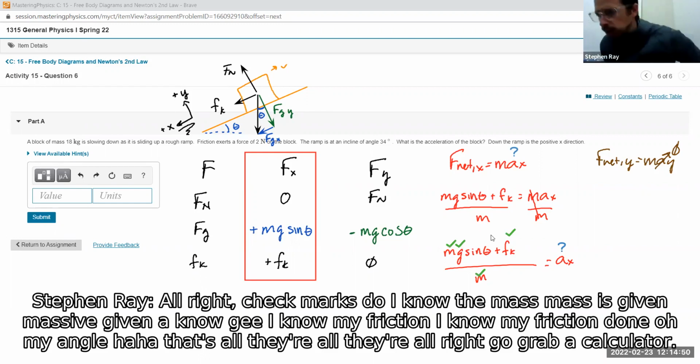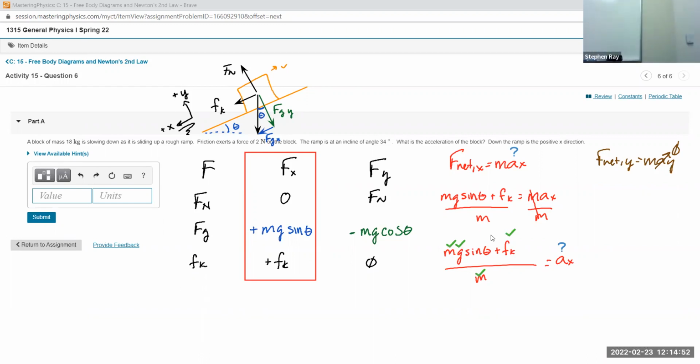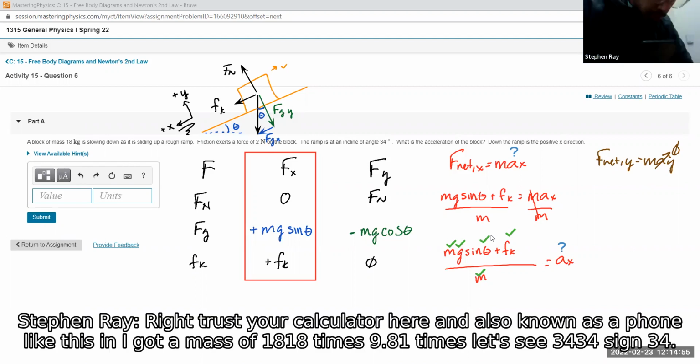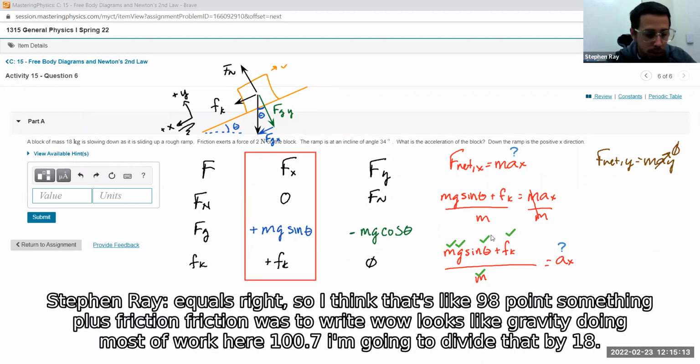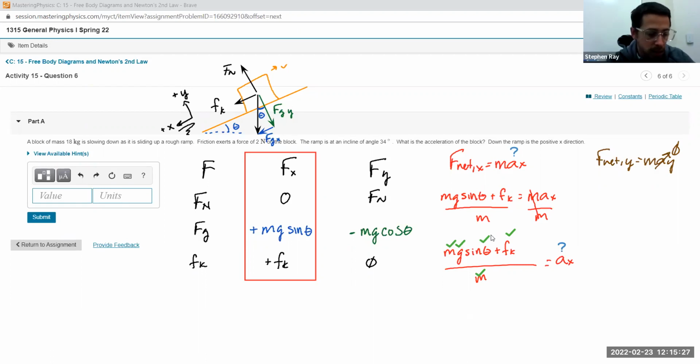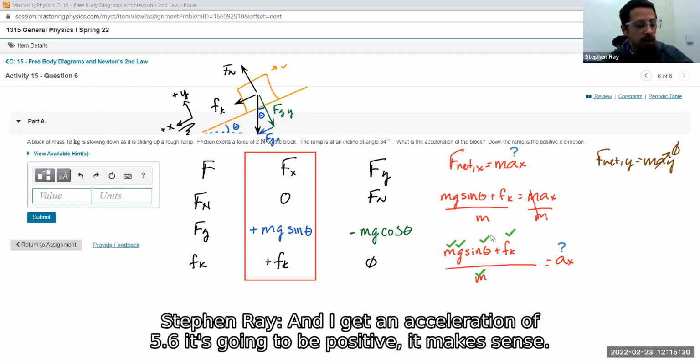All right, got to go grab my calculator. Trusty calculator here, also known as a phone. Plug this in. I get a mass of 18 times 9.81 times sine 34 equals, so that's like 98 point something, plus friction. Friction was 2. Wow, looks like gravity is doing most of the work here. 100.7. I'm going to divide that by 18, and I get an acceleration of 5.6.